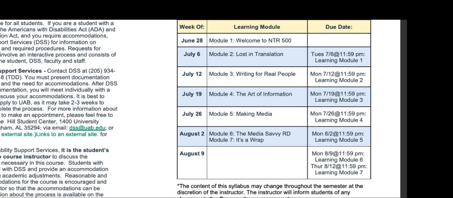And then we'll talk about making media, the art of information. And then also in the media savvy RD, you'll learn a little bit about how to communicate on TV and to reporters. That may sound a little old-fashioned, but it's something that we still do. TV is still important. So you can see the course schedule there.